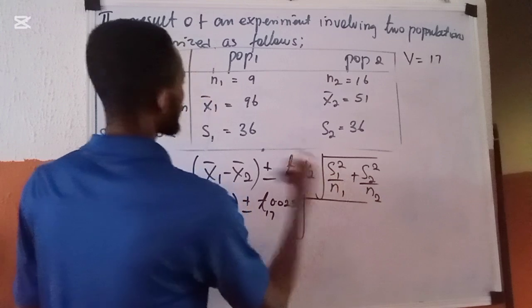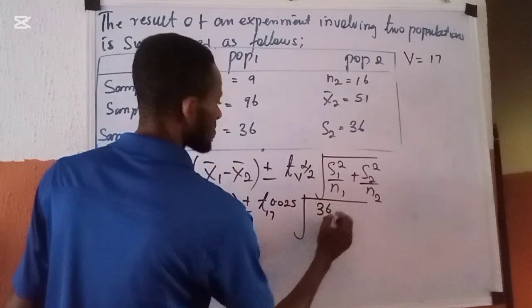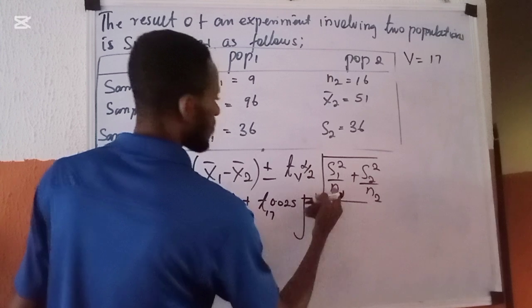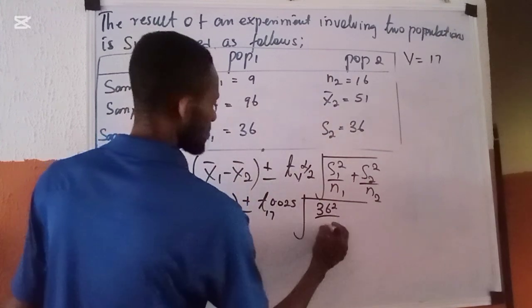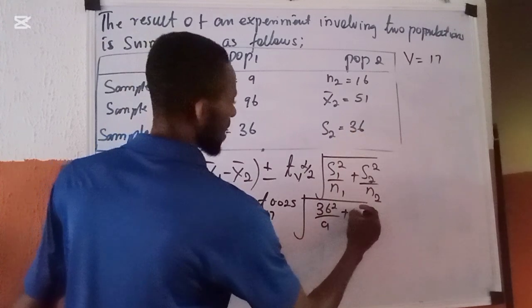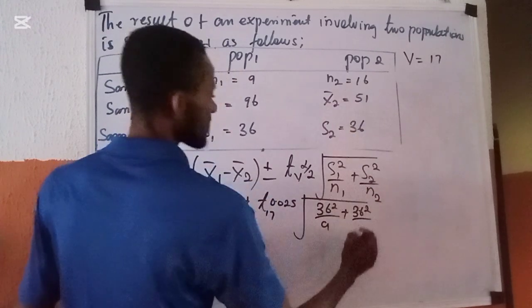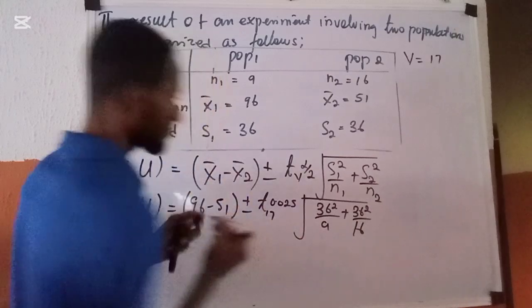here is my S1 squared. So you are now going to write that place to be 36 all squared all over N1, which is 9, plus. Here, my S2 is still 36. You have 36 all squared all over N2, which is 16.